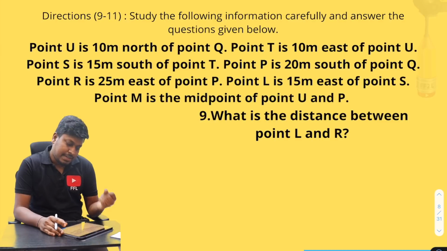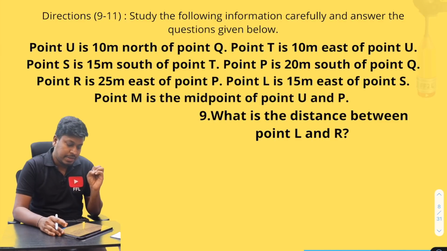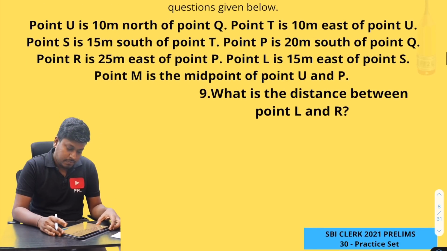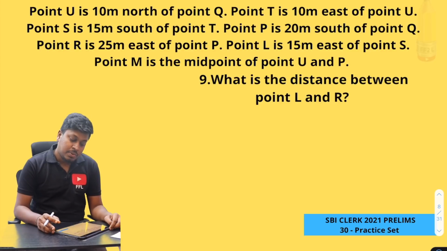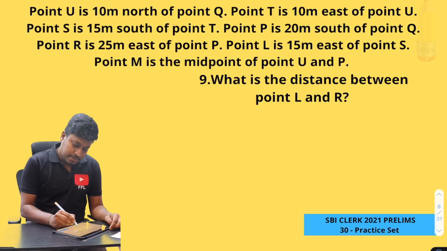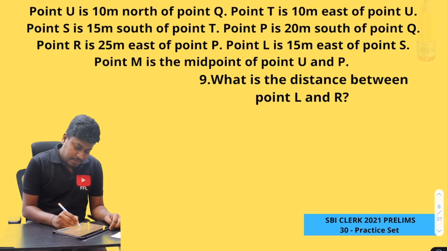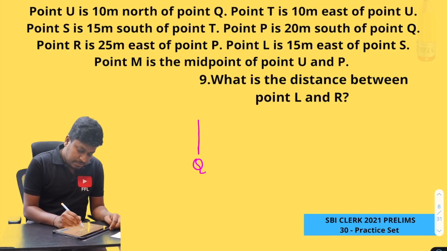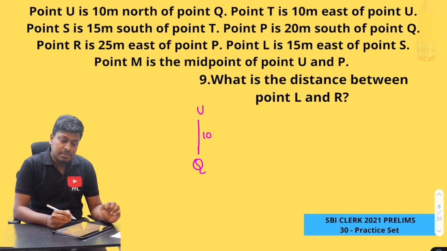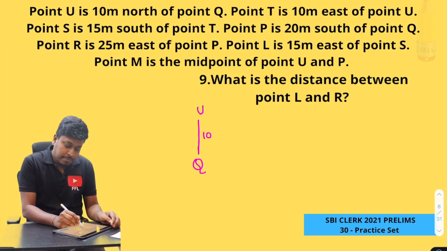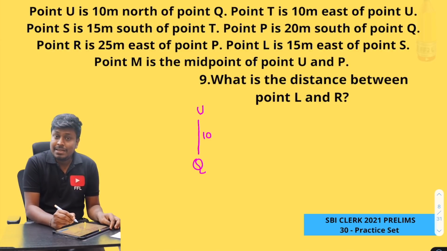So next, questions 9, 10, 11. Totally they have asked 3 questions from the topic directions. Okay, let me move to this question. Point U is 10 meter to the north of point Q. So let me fix Q here. So Q, north at 10 meter, let me assume this as 10 meter. So at 10 meter we have point U. Next, point T is 10 meter to the east of point U. So from point U, eastern side 10 meter we have point T.